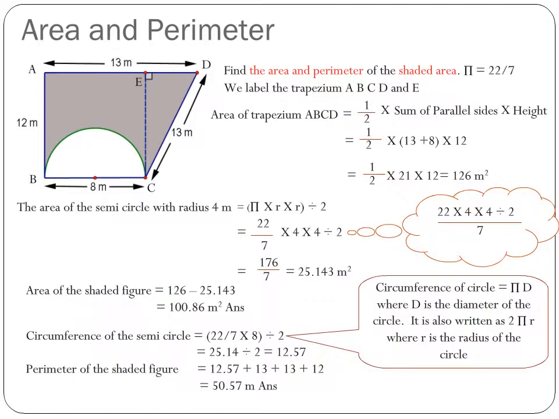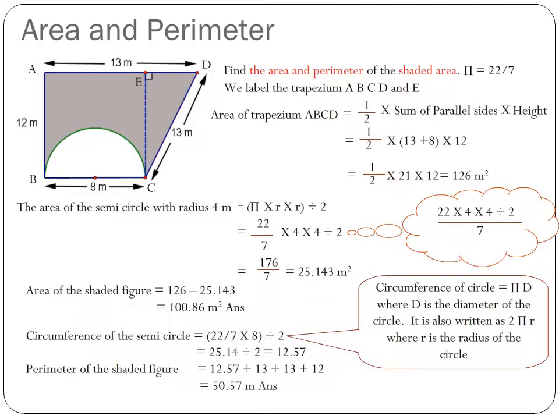Area of trapezium ABCD is equal to half the sum of parallel sides times height. This is the formula for finding the area of a trapezium. And this is equal to half multiplied by the sum of the two parallel sides AD and BC. So it's 13 plus 8. And then we multiply by the height of the trapezium, 12.